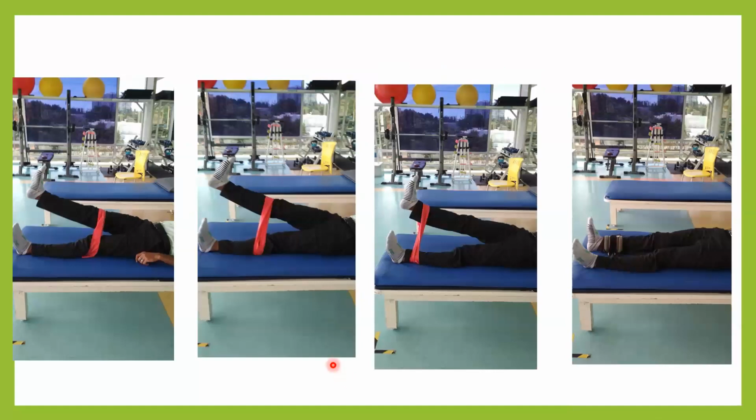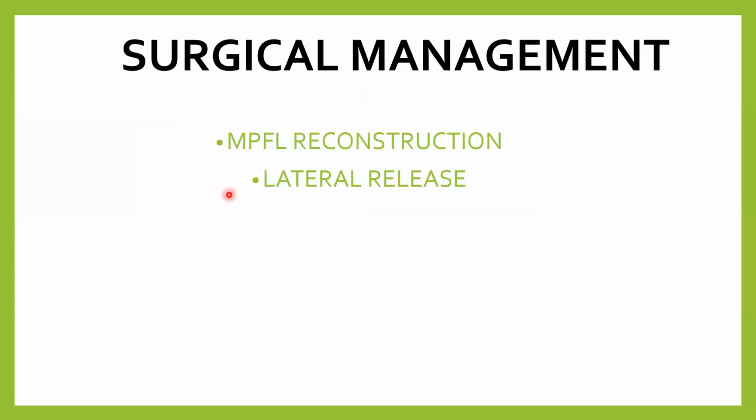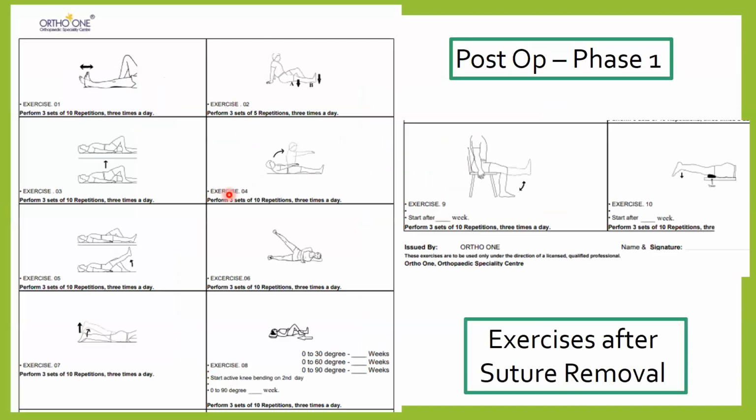And this is again using a resistance band. Usually it is tied just above the knee initially, or using a higher resistance, we go down. So the progression will be above knee and then coming on to below knee, mid leg maybe, and foot. So surgical management: MPFL reconstruction, lateral releases.